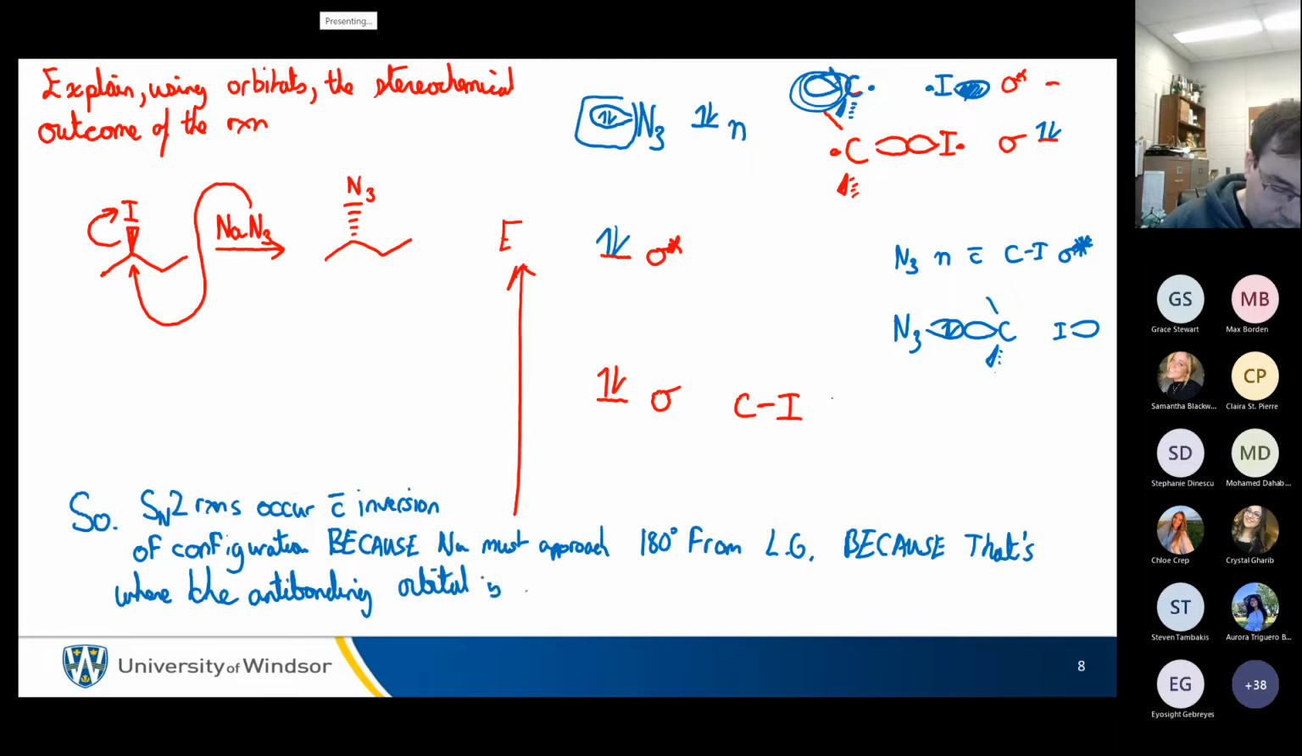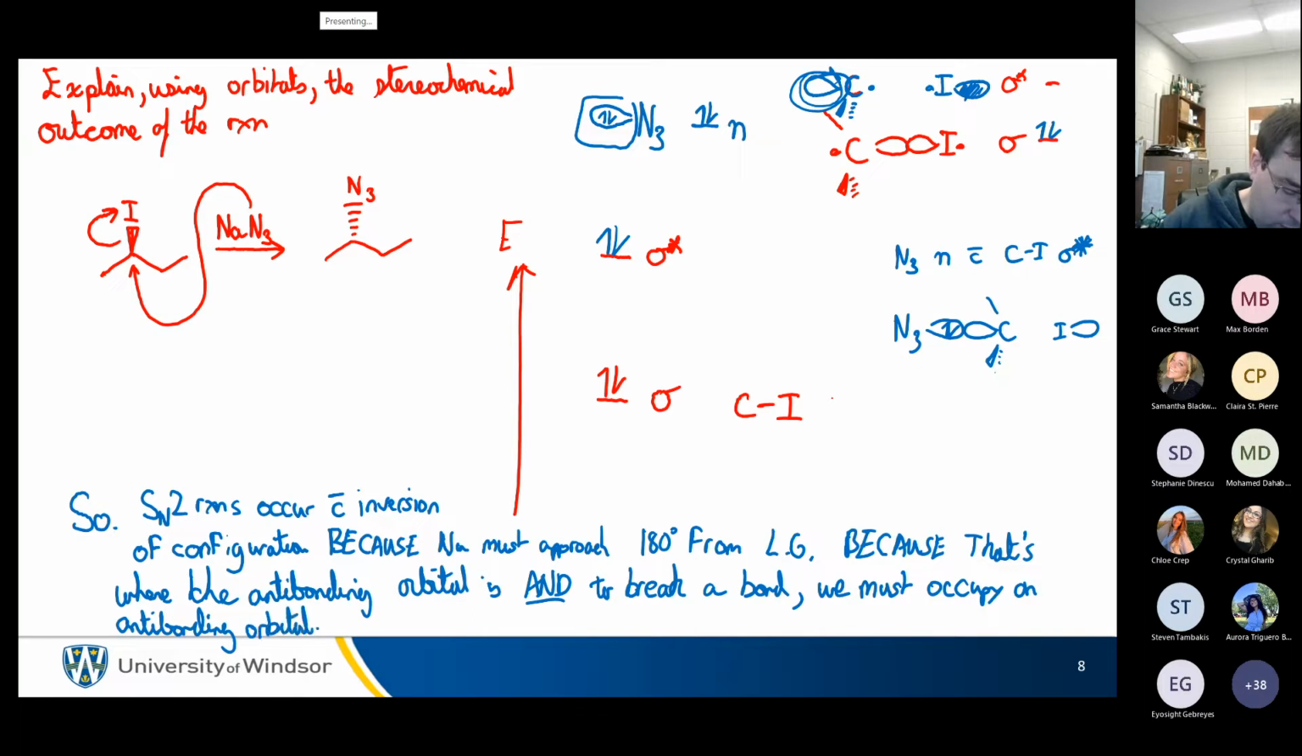And to break a bond, we must occupy an antibonding orbital. There's a few ways you can do that. This is one way. In the SN1, there's no nucleophile. How do you occupy the antibonding orbital? You provide enough heat, and one electron in the bonding orbital jumps up to the antibonding orbital, and suddenly you have one electron, the bond breaks.